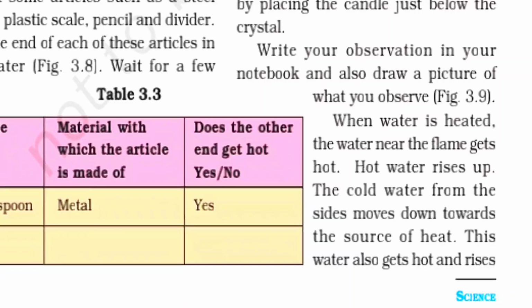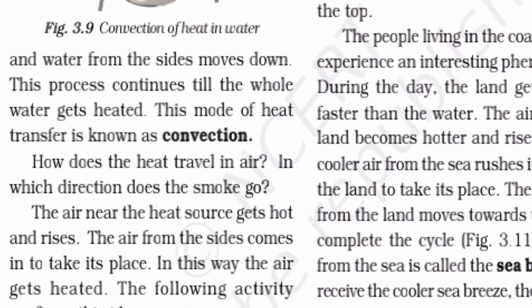When water is heated, the water near the flame gets hot. Hot water rises up. The cold water from the sides moves down towards the source of heat. This water also gets hot and rises, and water from the sides moves down. This process continues till the whole water gets heated. This mode of heat transfer is known as convection.